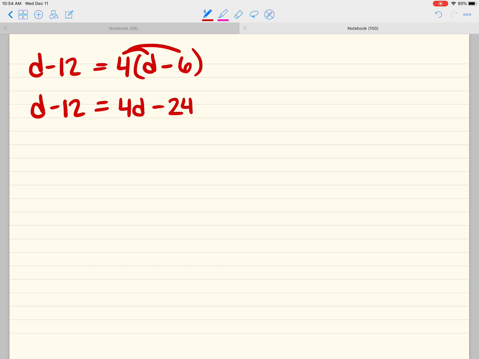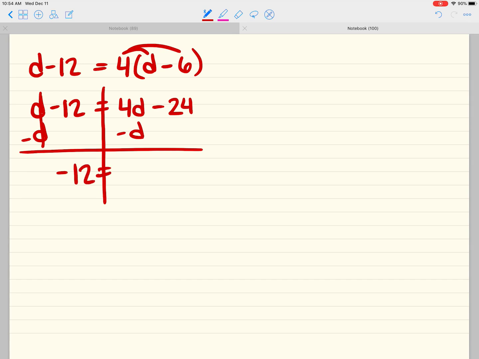No. So my next step, K Chill, is to move what? Subtract. Okay? Did you say subtract D? Good. Move all your variables to the same side. Cancels here. What am I left with on the left side here? 12. Well, negative. Negative 12. Don't forget that sign. Okay? What is 4D minus D? 3D. Bring down that negative 24. Okay? So since I moved all my variables to the right side, what should I do with negative 24?